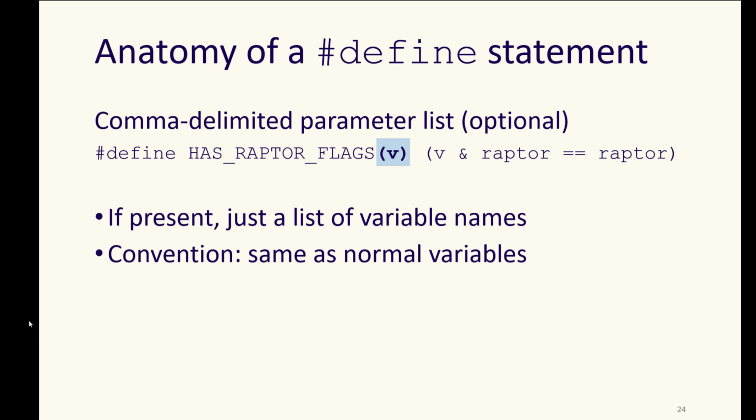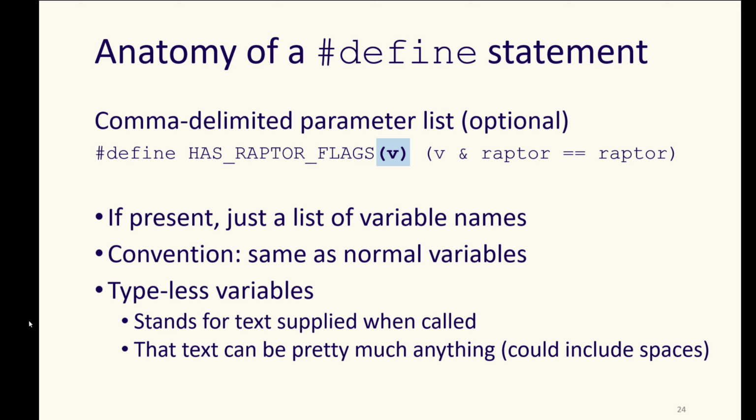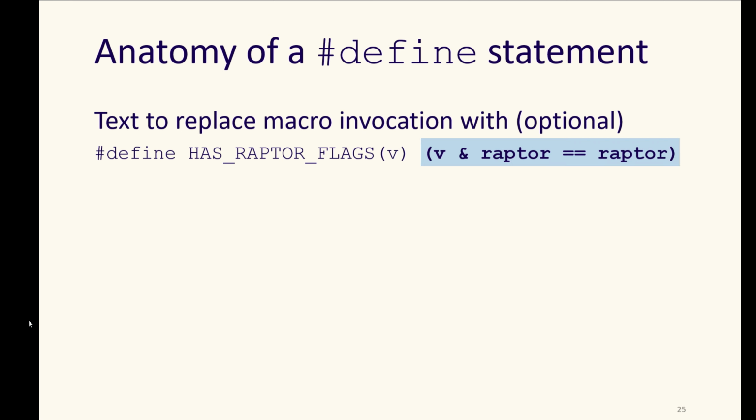The convention is to name them the same as your normal variables or parameters, but you'll notice that there's no type specified for them. It just stands for some text that will be supplied when our macro is called. This also means there will not be type checking done on the macro until its replacement has been done and our code goes to compile. That means that the text could be pretty much anything and could even include spaces inside of there. It gets a little crazy really fast.